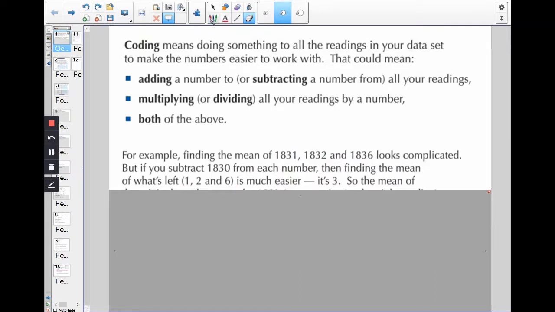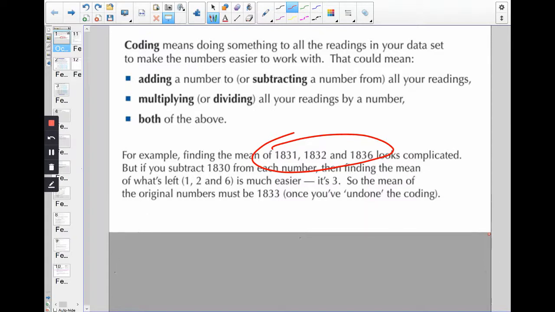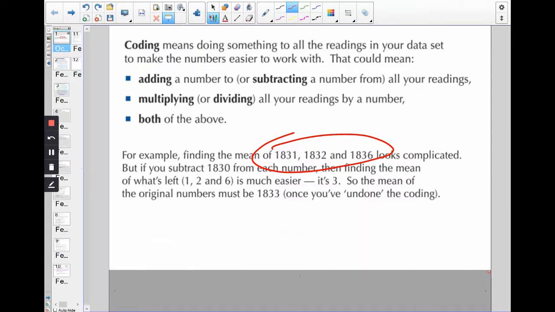which is obviously 3. Now, going back to the original numbers, obviously the mean of these three numbers is not 3, so you can use logic and think about, well, actually we're going to need to add 1830 back to work out the original mean. So that's the idea behind coding.